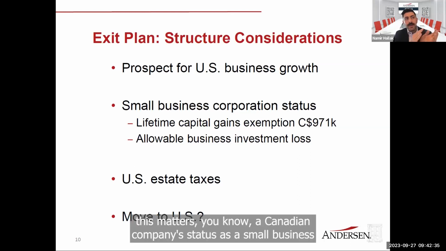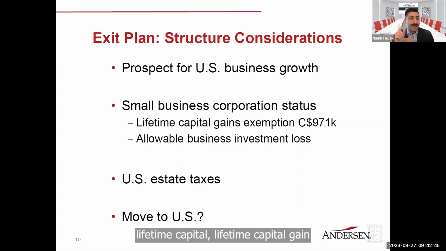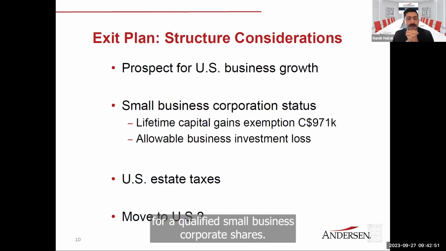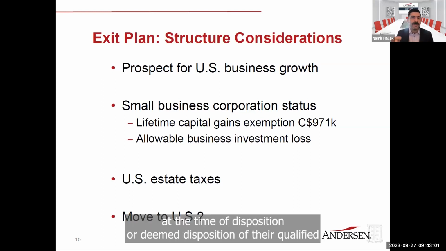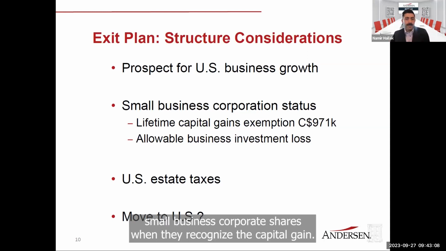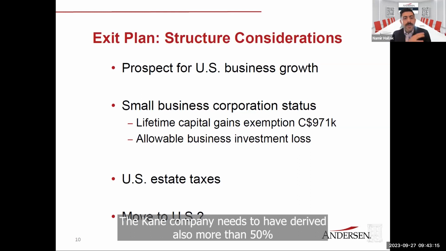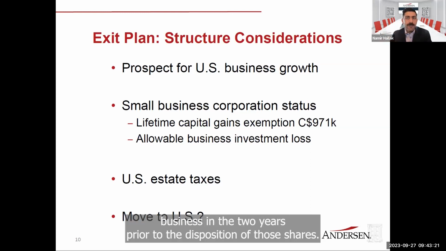So the reason this matters, a Canadian company's status as a small business corporation is going to be essential if the Canadian owners want to access the lifetime capital gain exemption, and that's $971,000, I think, in 2023 for qualified small business corporate shares. So that $971,000 lifetime capital gains exemption is going to be available to Canadians at the time of disposition or deemed disposition of their qualified small business corporate shares when they recognize the capital gain. So the Canadian company needs to have derived also more than 50% of the value of its assets from an active Canadian business in the 2 years prior to the disposition of those shares.